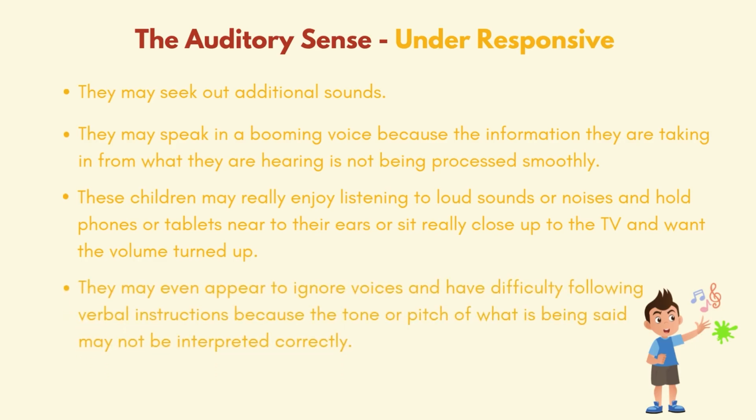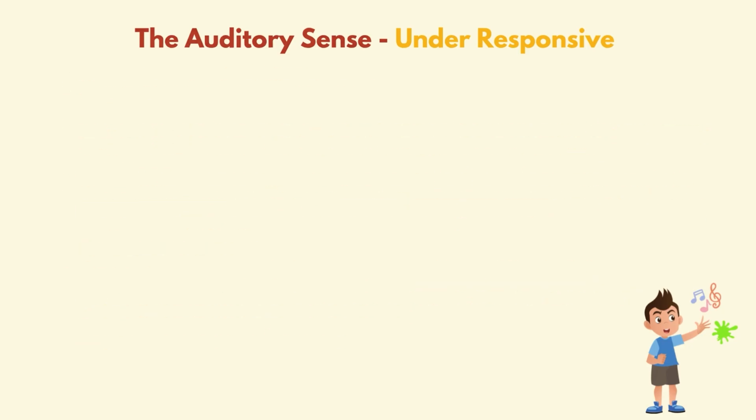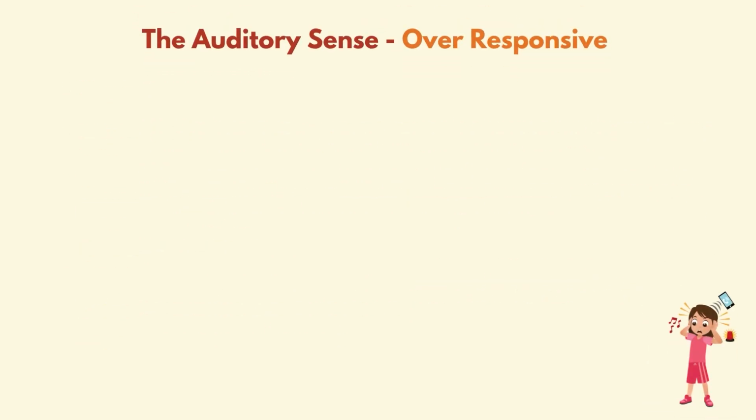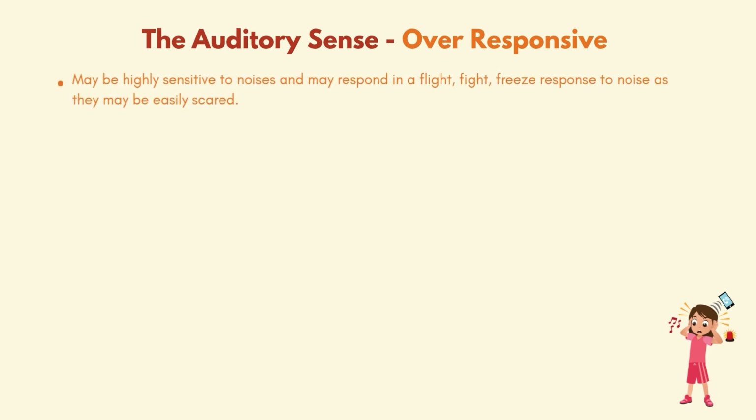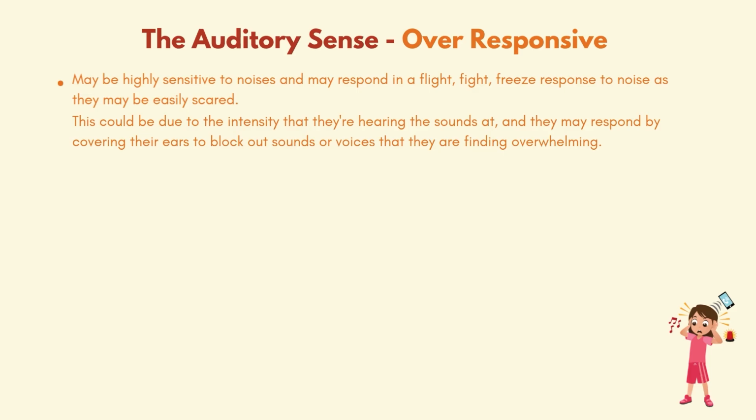They may even appear to ignore voices and have difficulty following verbal instructions because the tone or pitch of what is being said may not be interpreted correctly. The over-responsive children. They may be highly sensitive to noises and may respond in a flight, fight, freeze response to noise as they may be easily scared. This could be due to the intensity of what they're hearing, which may lead them to respond by covering their ears to block out the sounds or voices they are finding overwhelming.